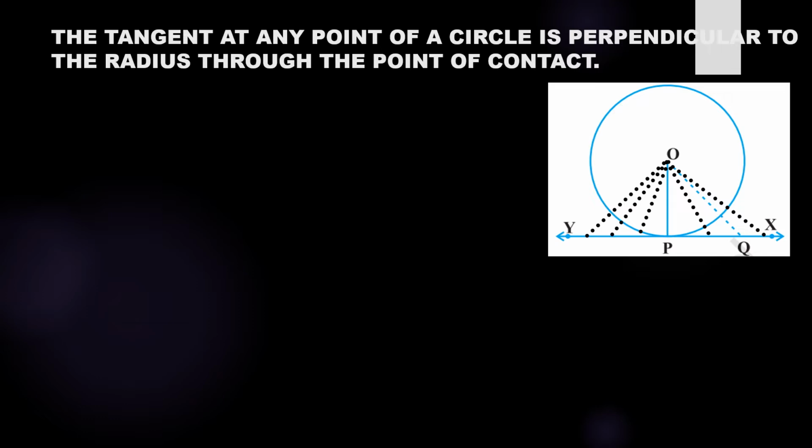The tangent at any point of a circle is perpendicular to the radius through the point of contact. That is, here XY is a tangent and its point of contact with the circle is P. We have to prove that OP, the radius, is perpendicular to XY. That is what we are going to prove.